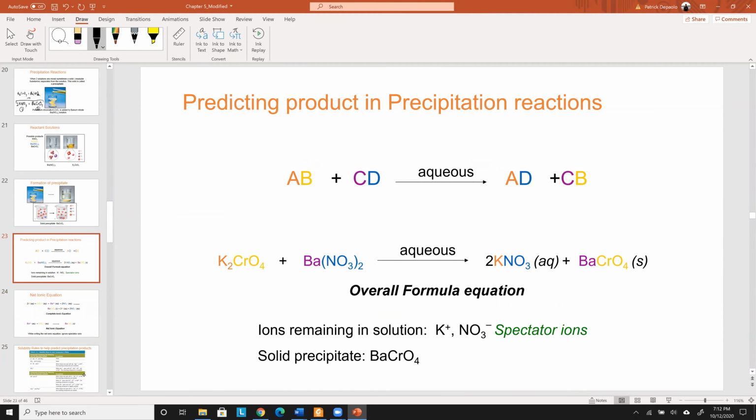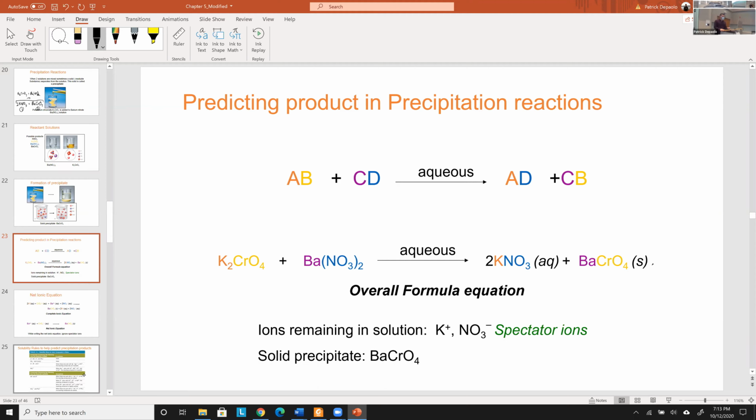We went over this one already. Oh, they use barium. Okay, fine. So we'll just talk about this one. We already did it.